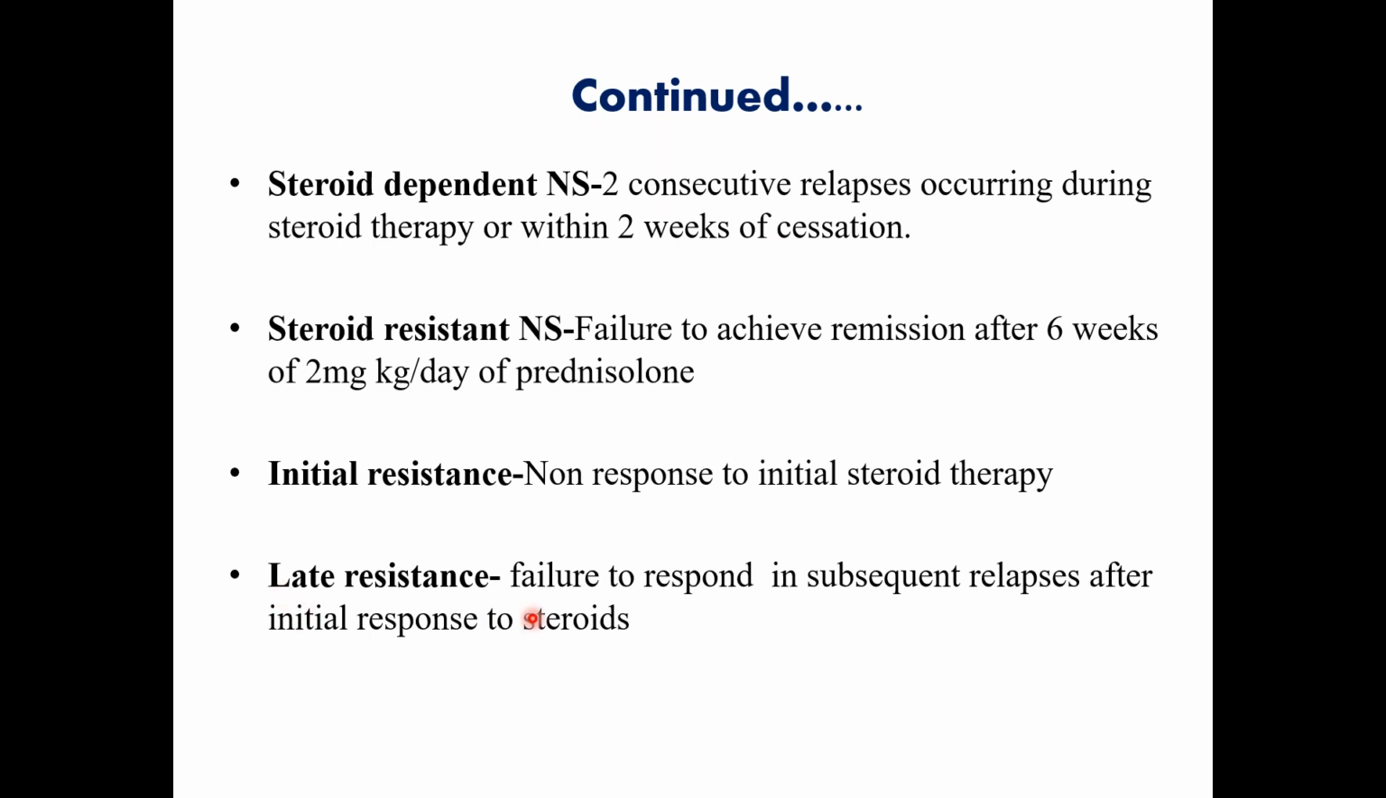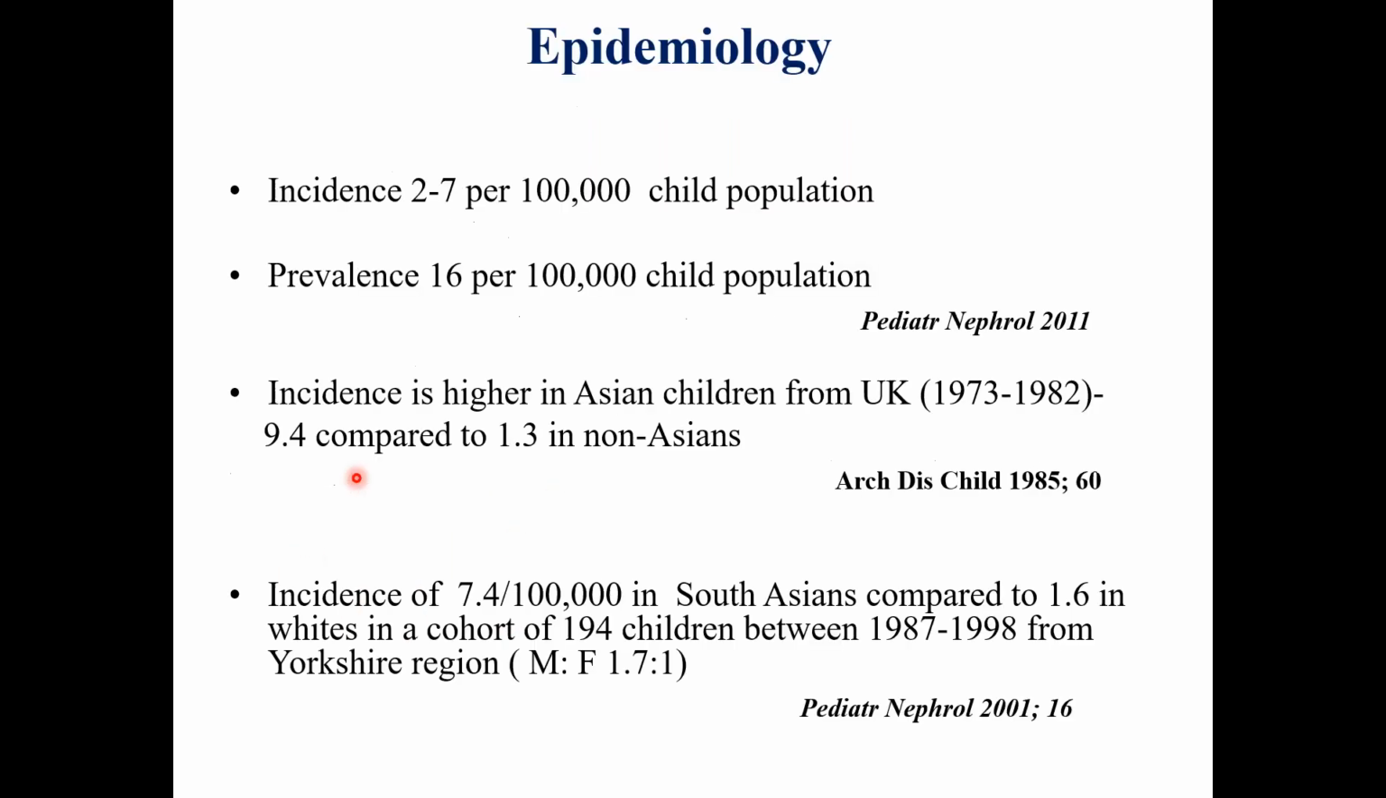Now, if you look at the therapies for initial and late resistance, while they are almost similar, the outcome of late resistance is much better than initial resistance. More patients of late resistance go into complete remission over the long-term course, and they are less likely to land in end-stage kidney disease as compared to initial resistance.